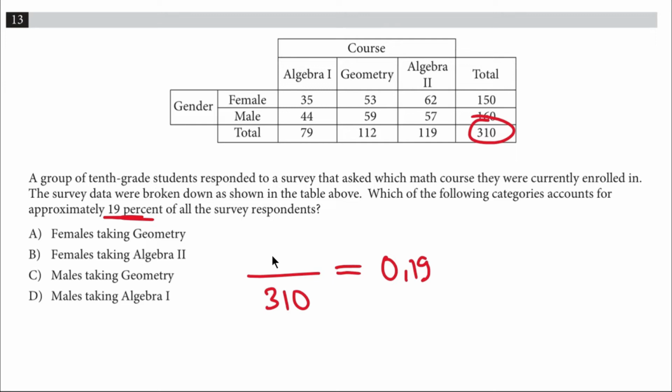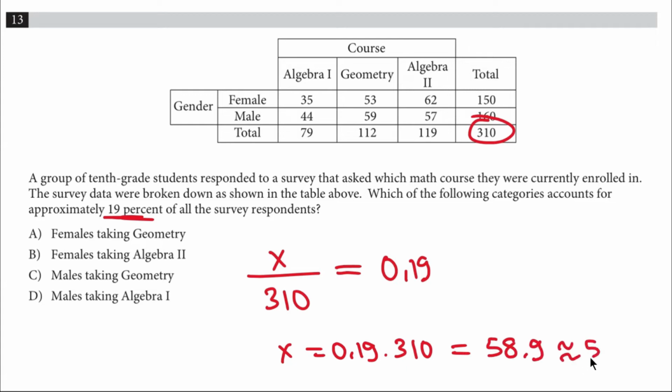So in order to find that group, or the approximate number which will correspond to that group, let's first of all solve for x. x is equal to 0.19 multiplied by 310, which is going to give you 58.9, or approximately 59. Now, which of these groups is the closest to 59 or 58.9? Well, we see that males that are taking geometry, that group is the closest to 59. That is 19% of everybody in the 10th grade. And therefore, males taking geometry, choice C is the correct choice. Now let's move on to the next problem.